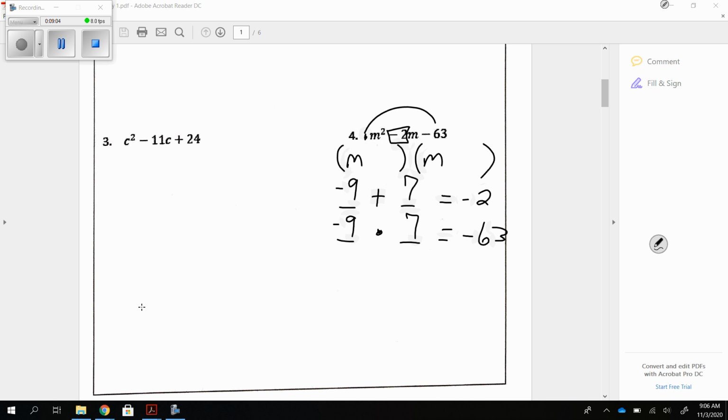So we know negative 9 plus 7 is a negative 2. That's what we want. It adds up to b. And then we know negative 9 times 7 will equal a times c, which is negative 63. So then again, we just fill it in, m minus 9 and m plus 7, and we're done. Do the worksheet, turn it in. If you have any questions, let me know.